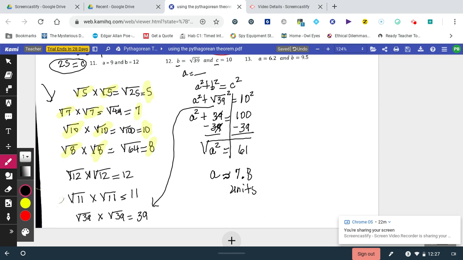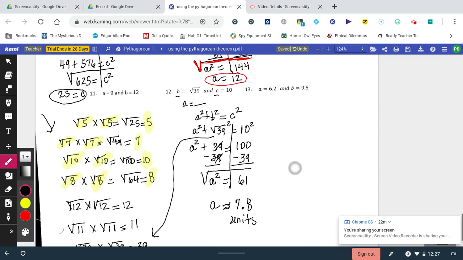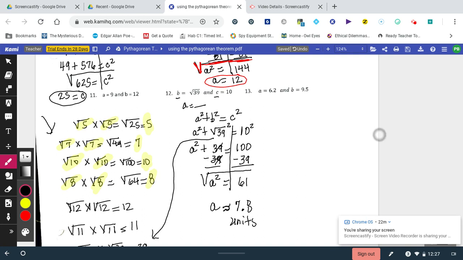All right, so if you look at the last one, some of you think, well, I don't know how to do this one. Well, just because it has decimals doesn't mean you do it any differently. So you have A and B, you're missing C. So we're going to go A squared plus B squared equals C squared. That's just writing the Pythagorean Theorem down. All right, and we're going to fill in what we have. That's 6 2/10 squared plus 9 5/10 squared equals C squared.